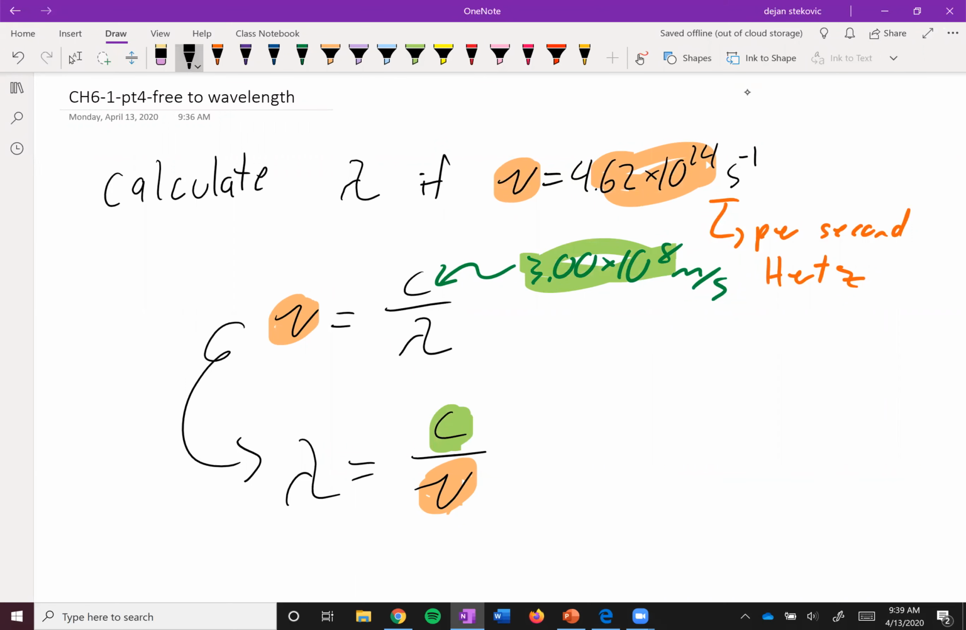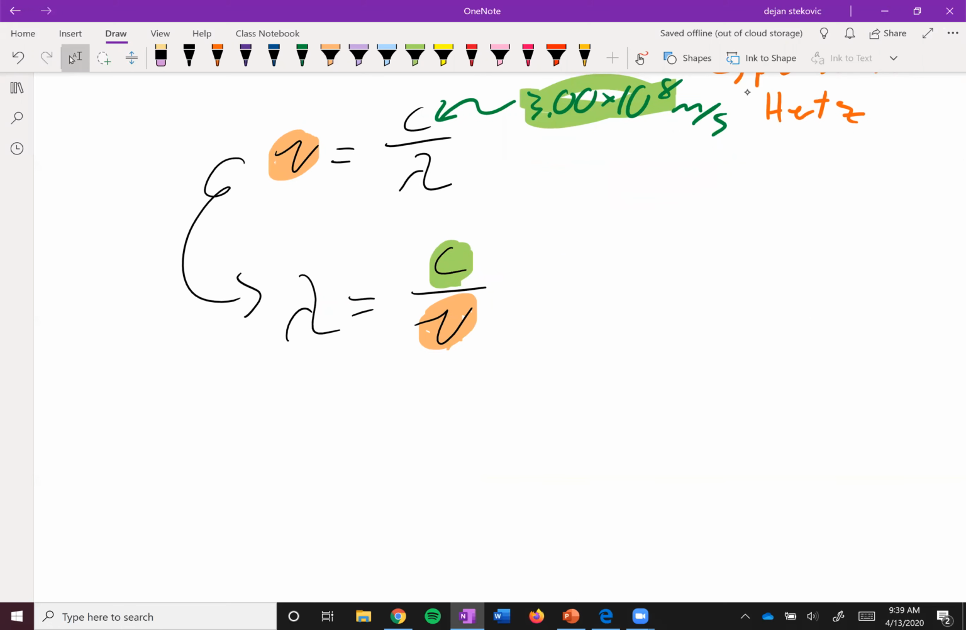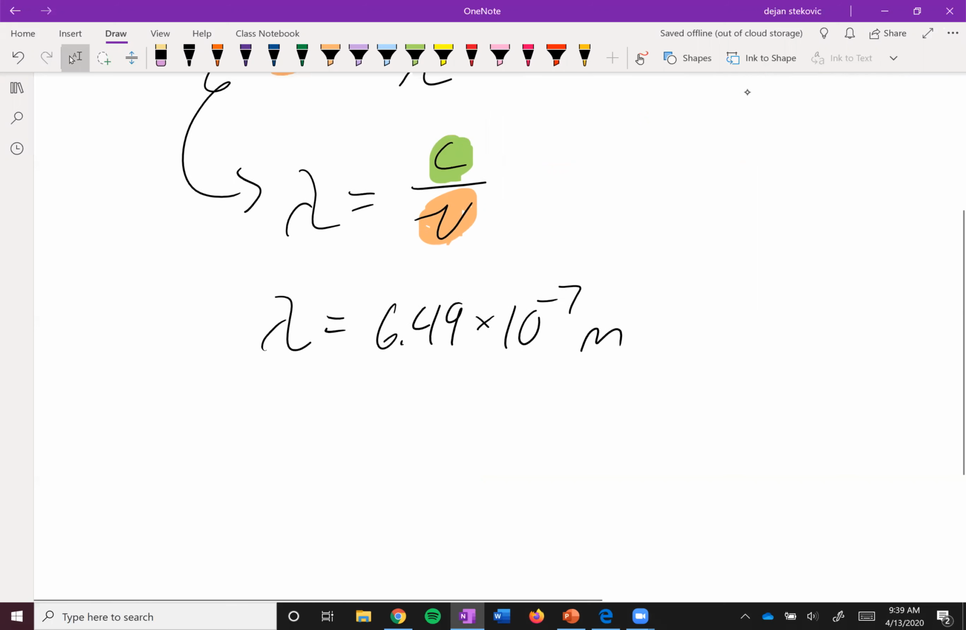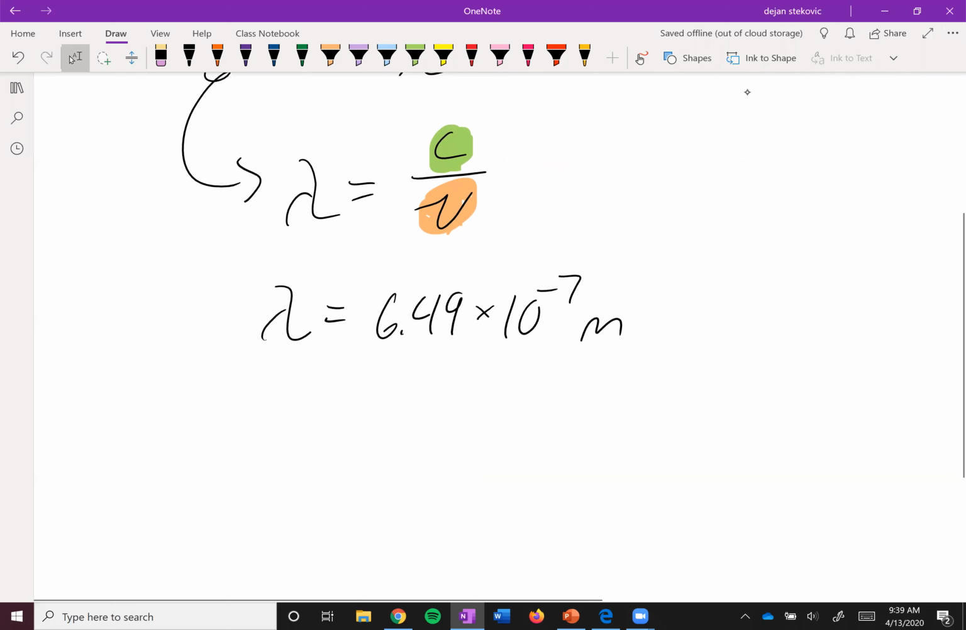And if you take a look at the units, the seconds will cancel out, so we'll be left with meters. And so lambda is equal to then 6.49 times 10 to the negative 7 meters, right? And so we're in units of meters right now.